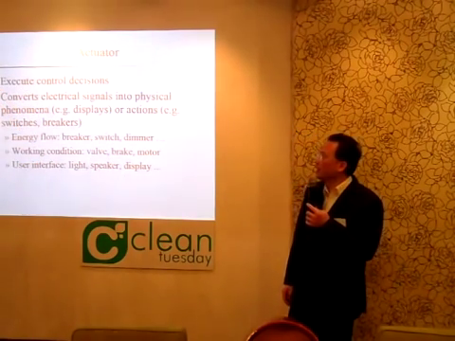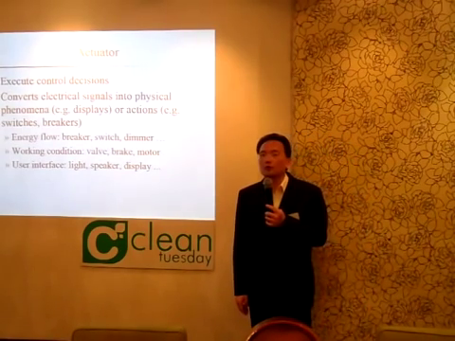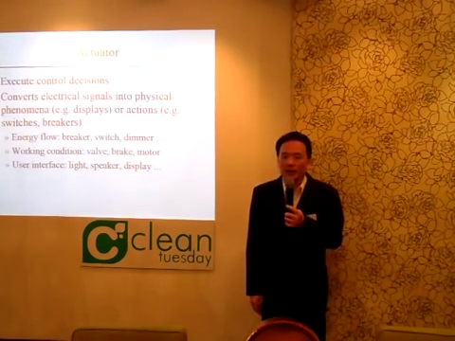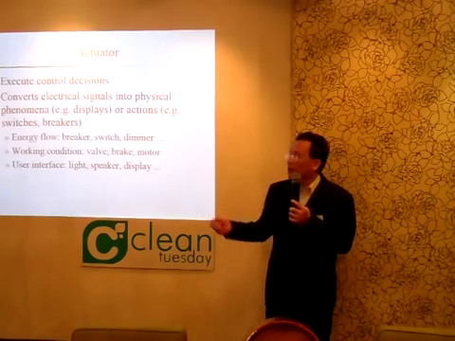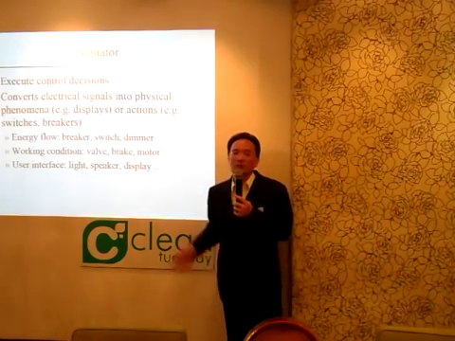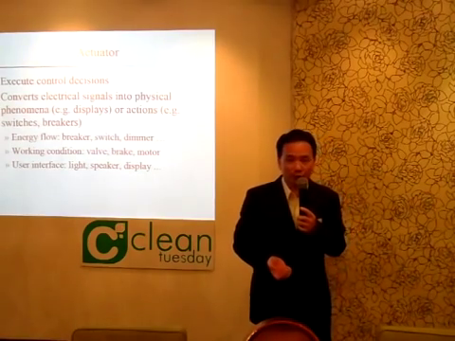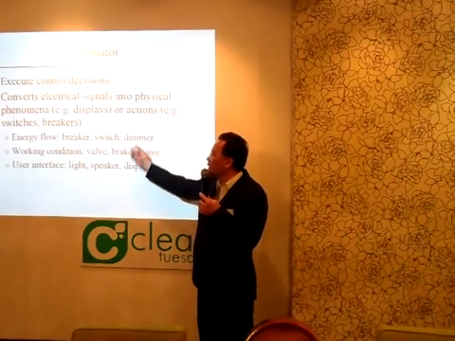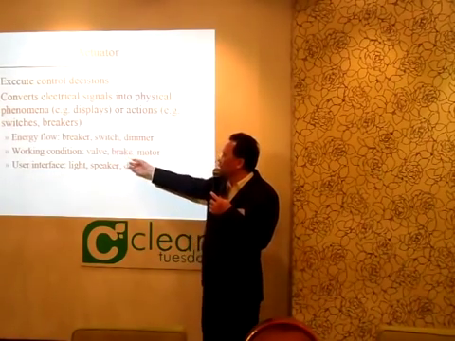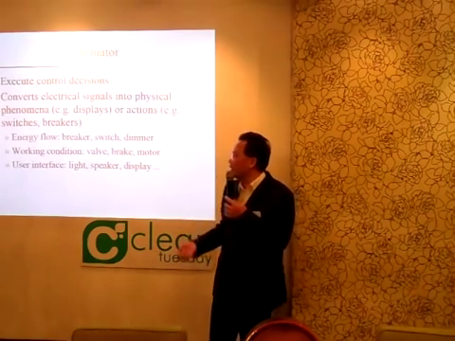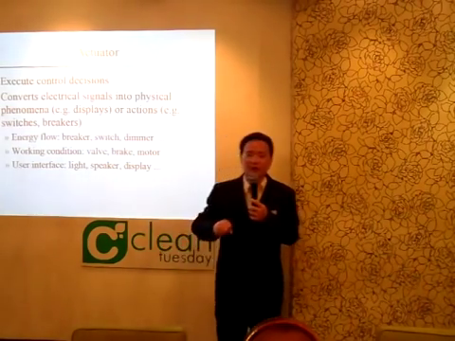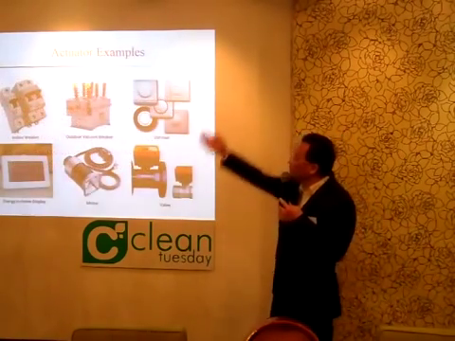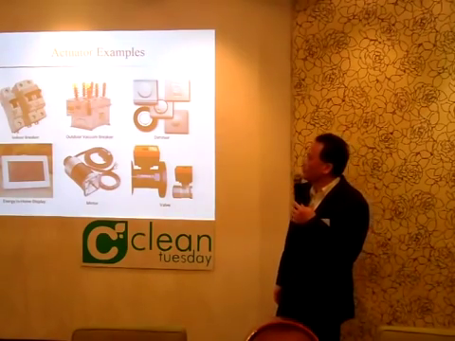An actuator, on the other hand, actually executes control decisions. It converts electrical signals into physical phenomena, such as a display or actions, for example, a breaker or a switch. In energy flow, you may have a breaker, a dimmer, a valve, a brake, a motor, and in terms of user interface, you can have a display, or an alarm, so a speaker goes off. So these are some examples of actuators.